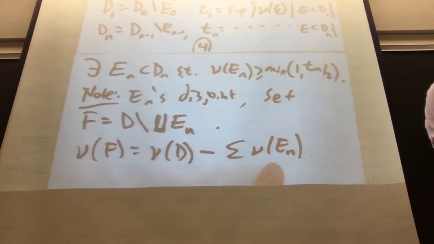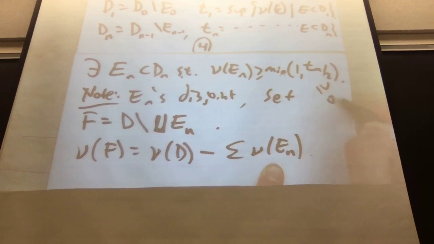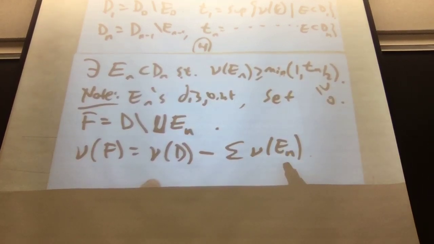Now, all of these sets, so we know that this is negative. This min is non-negative, and so I'm actually subtracting a bunch of non-negative things. And so this is less than nu of D.